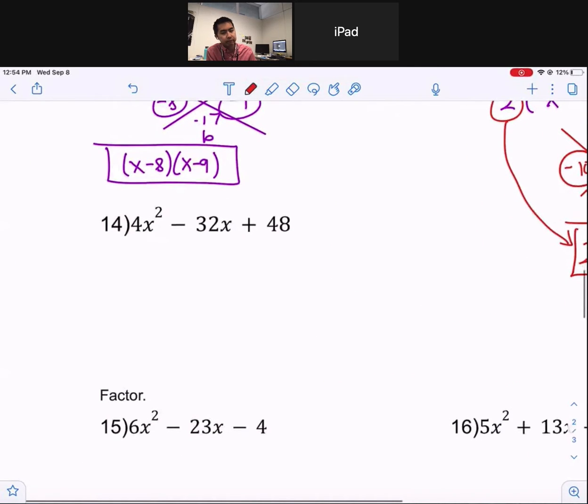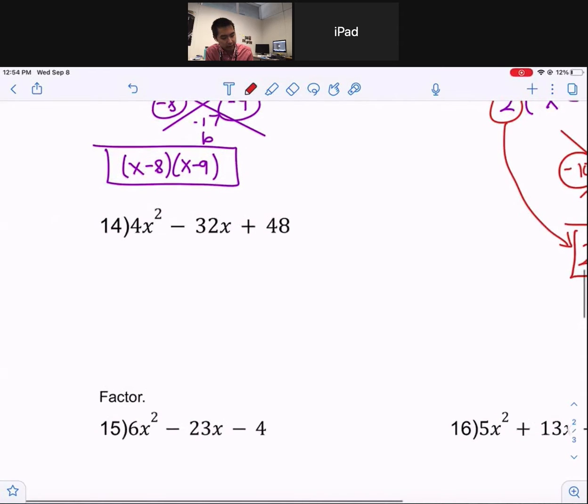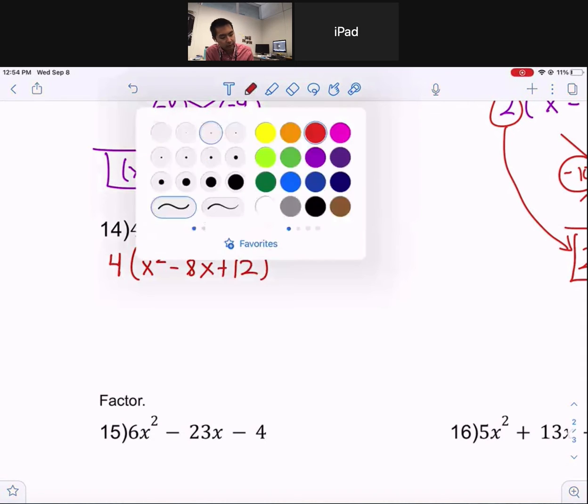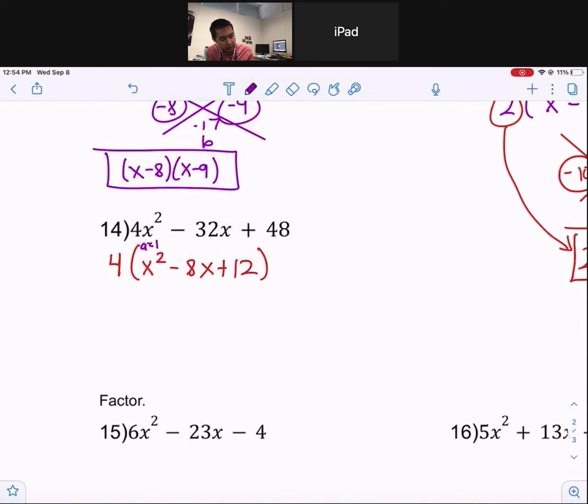14. Okay, there's a 4 in the front, but is there something you guys can factor out from each term? And yes, you guys can factor out a 4. 4 divided by 4, x squared. Negative 32 divided by 4, negative 8x. 48 divided by 4, 12. And now, our A value is 1, our B is negative 8, and our C is 12.